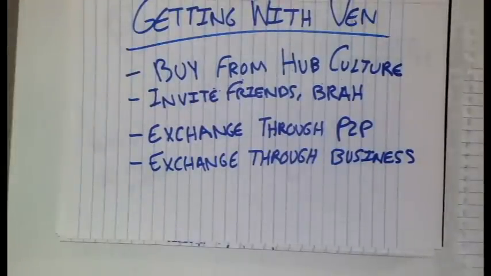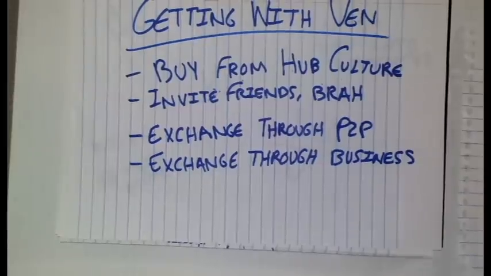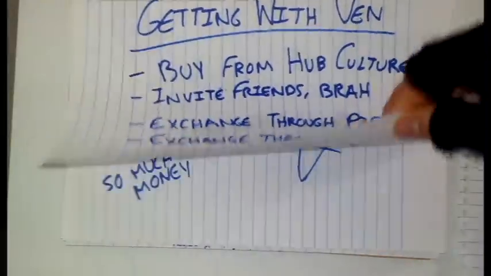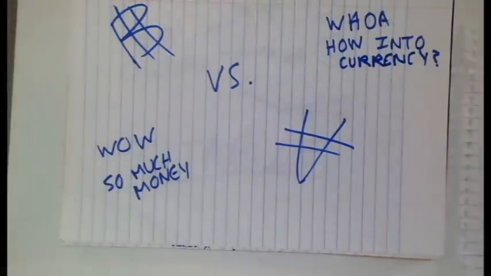Currently, the only way to obtain VEN, aside from accepting it as a payment, is to purchase it online through Hub Culture or to invite friends to the Hub Culture website. As for buying and selling with it, the VEN can be exchanged through P2P software as well as in business settings. Now that we've talked a bit about both currencies, let's see how they compare to each other as representatives of centralization and decentralization. So, how does the VEN measure up to the Bitcoin and vice versa?